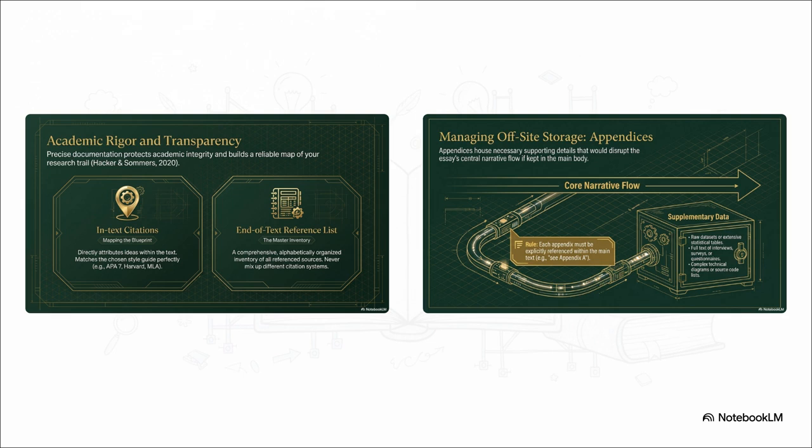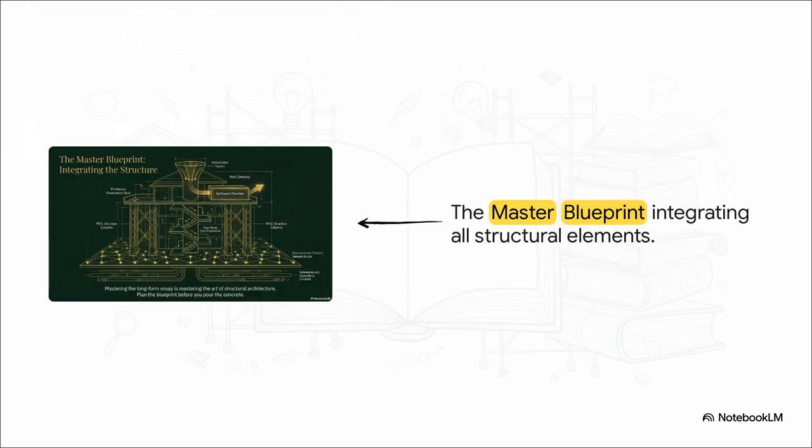Precise in-text citations and end-of-text reference lists act as a totally reliable map of your research trail. They protect your academic integrity. Meanwhile, appendices act as an off-site storage safe. They house supplementary data, raw data sets, full interview transcripts, super complex diagrams, stuff that is absolutely necessary but would totally clog up the core narrative flow of your main body. You keep the main pipes perfectly clear by just referencing the appendix, but you store all that bulky data safely off-site.